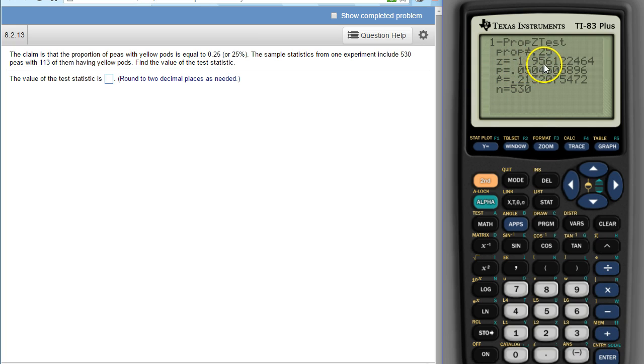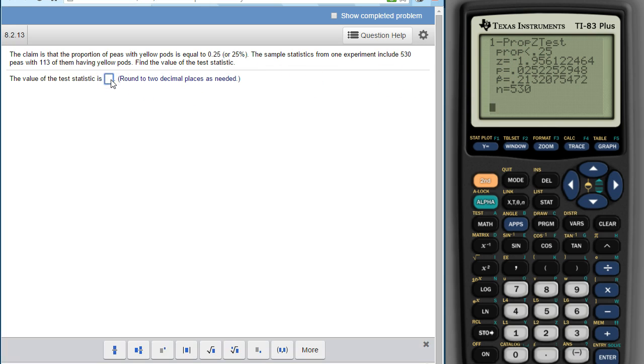1.95, 1.96 roughly. Notice too that if I would have done greater than or less than, and then come down to Calculate, I would have gotten that same test statistic. So that is the test statistic, that top line there. The test statistic, rounded to 2 decimal places, is negative 1.96 roughly.